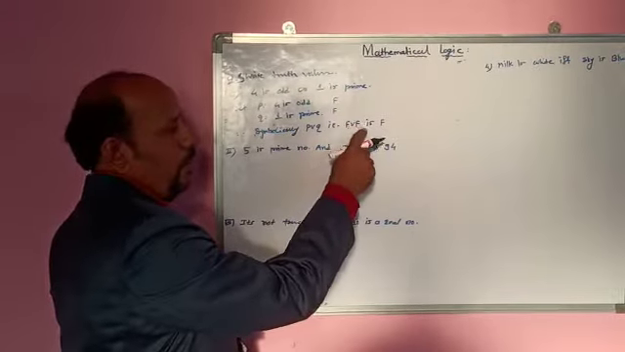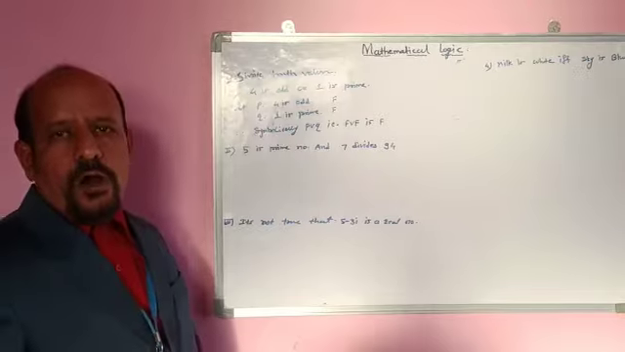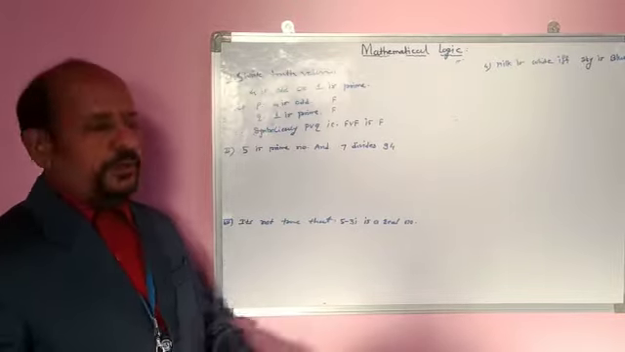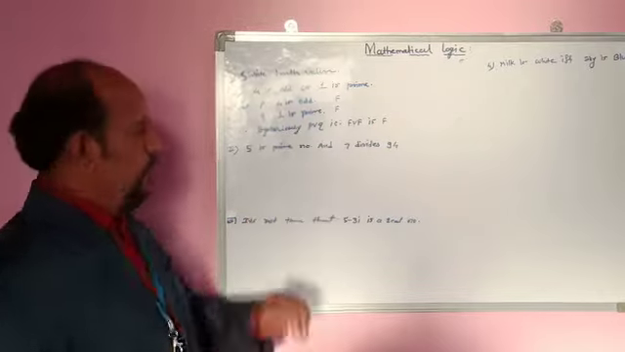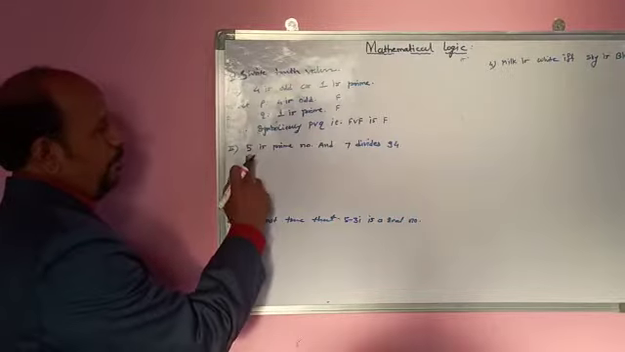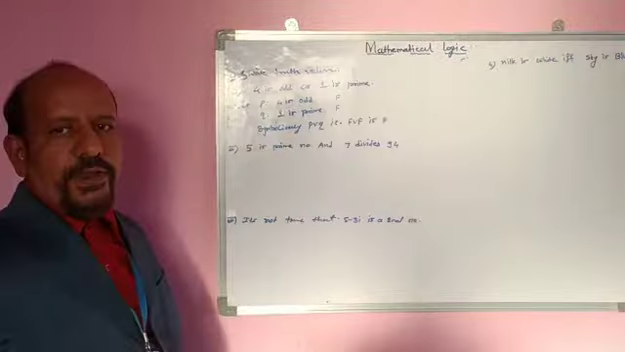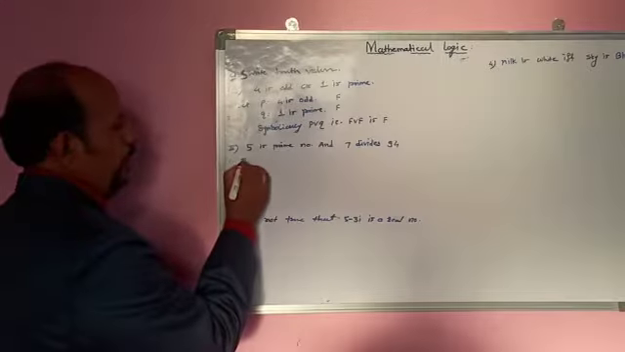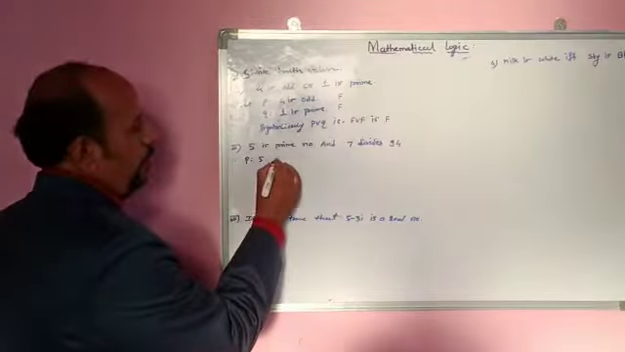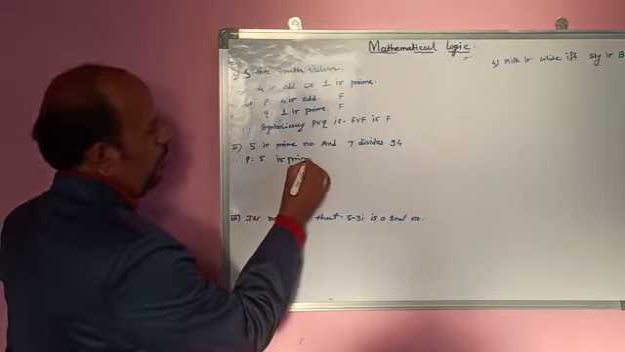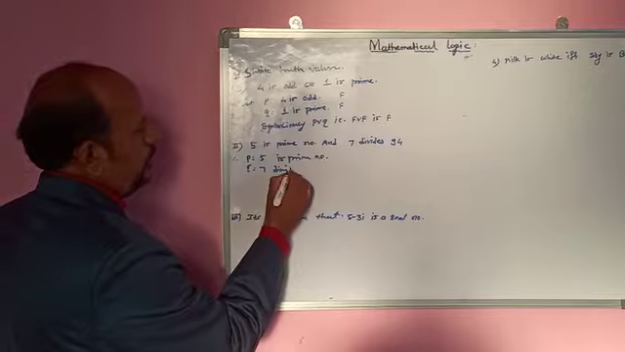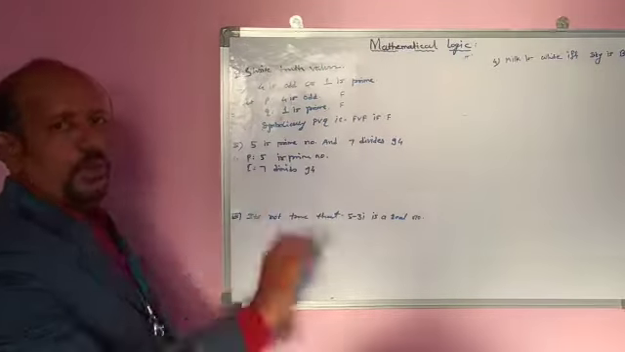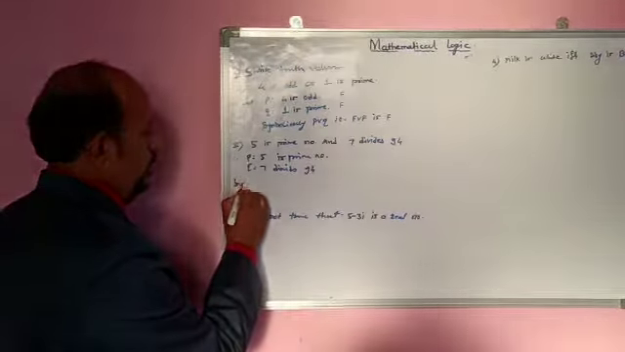Therefore, F or F. We know the truth table of OR, meaning disjunction, F or F is also F. Therefore, its truth value is F. Now, the second example: 5 is a prime number and 7 divides 94. We also define P, 5 is a prime number, and Q, 7 divides 94.